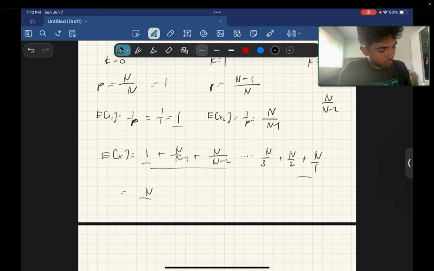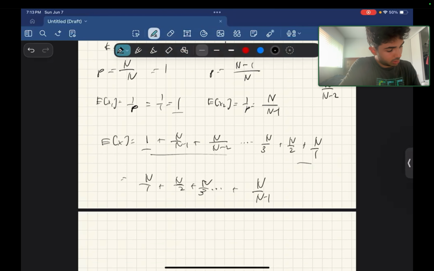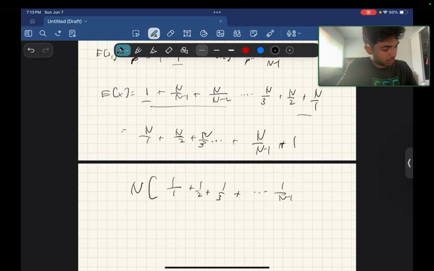It'll be n over 1 plus n over 2 plus n over 3, and so on, plus n over n minus 1 plus n over n. And we can factor out an n. So it becomes n times (1 over 1 plus 1/2 plus 1/3 plus and so on, plus 1 over n minus 1 plus 1 over n).